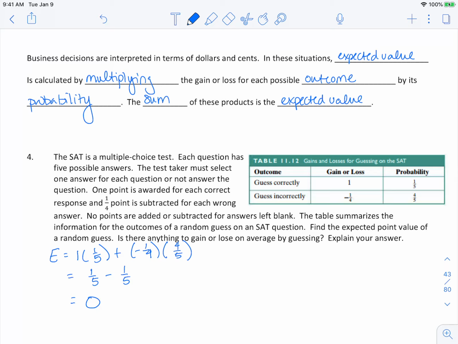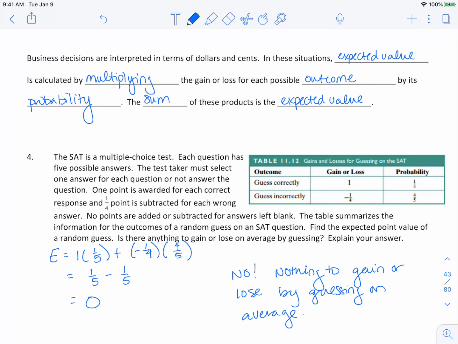So is there anything to gain or lose? The answer is no. There's nothing to gain or lose by guessing on average.